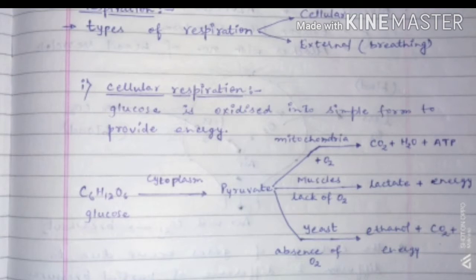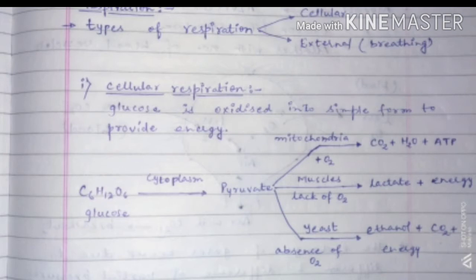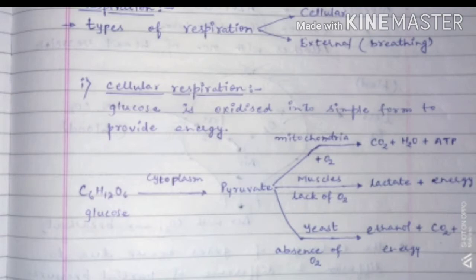First of all, if we talk about glucose, in each and every cell and any kind of organism, it is converted into pyruvate in the cytoplasm. Then after the formation of pyruvate, it goes to the mitochondria, and in the presence of oxygen it is converted into CO2, water and ATP. This is the aerobic condition. In the aerobic condition, pyruvate always converts into CO2.